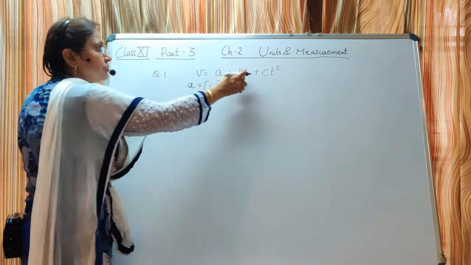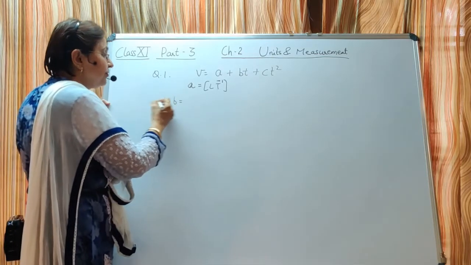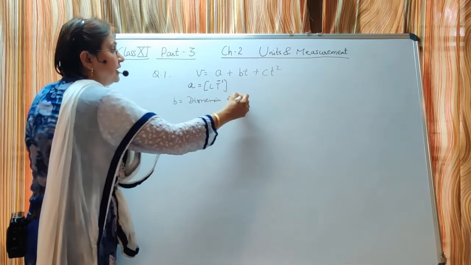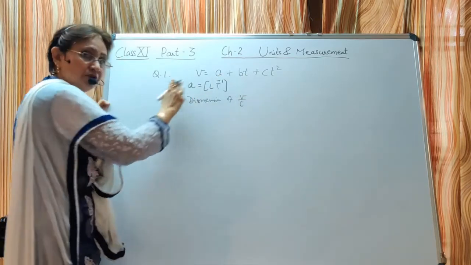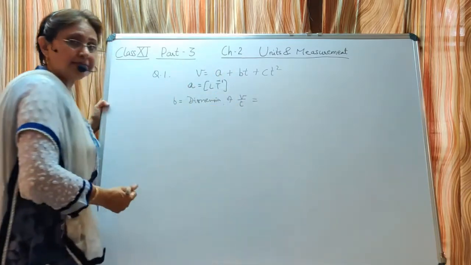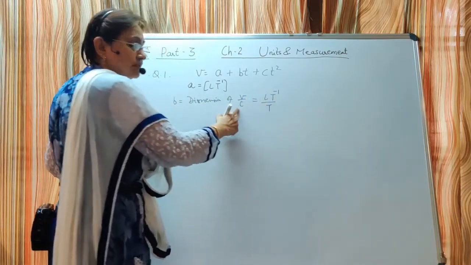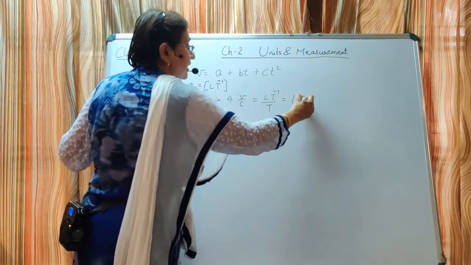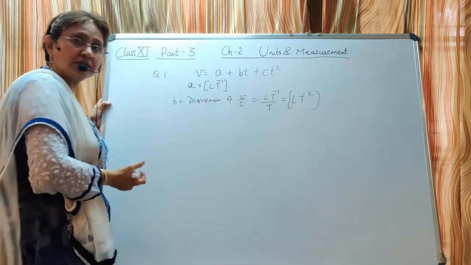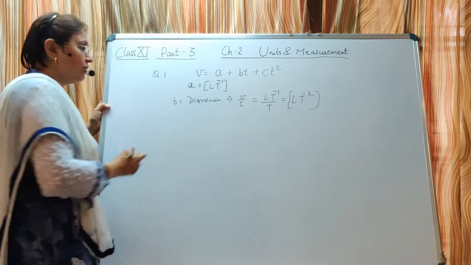The same way, velocity should have a dimension of b into t. So b should have a dimension of v upon t. Why? Because velocity should have the same dimension as b into t. Now we know the dimensional formula of velocity is LT^-1, and this t is the time. So it is LT^-2. What is this quantity, b into t? It is the acceleration. We know that LT^-2 is the dimensional formula of acceleration.